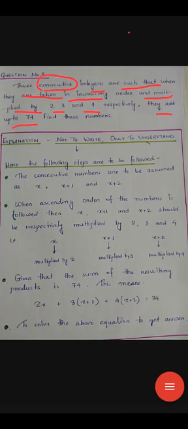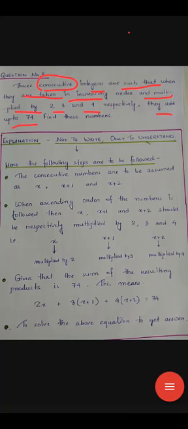In the previous video I have already explained this to you. So consecutive integers means what? If one number is x, the other number will be x plus 1, then the next number will be x plus 2, and that way it will go on. So these three consecutive numbers we have to assume as x, x plus 1 and x plus 2.